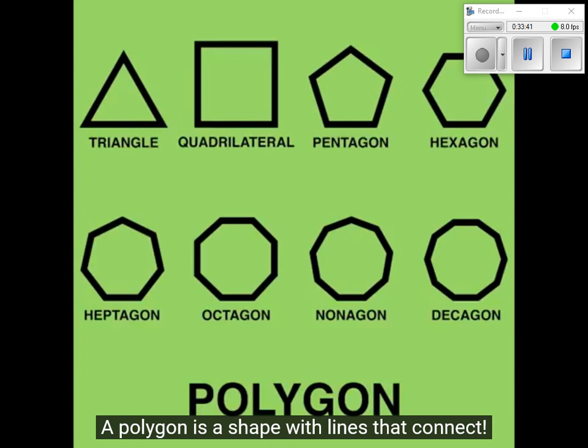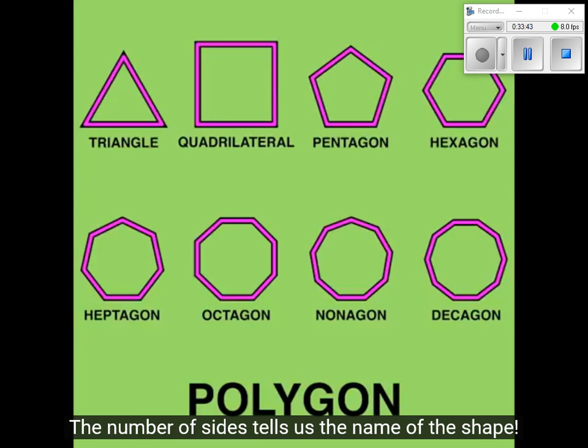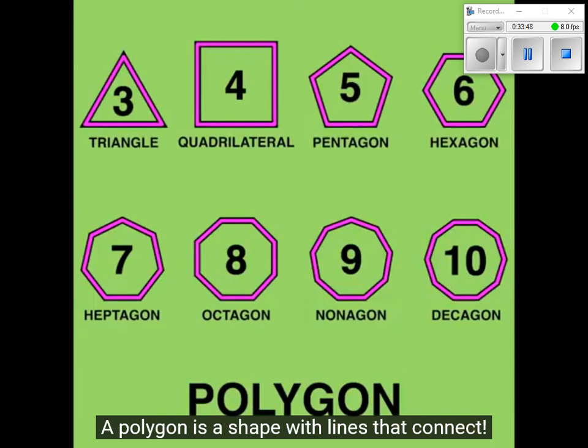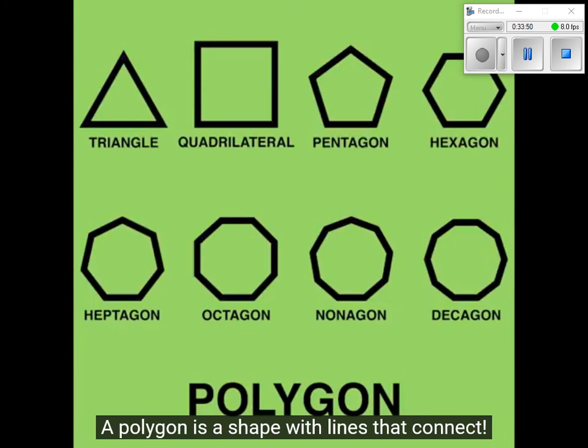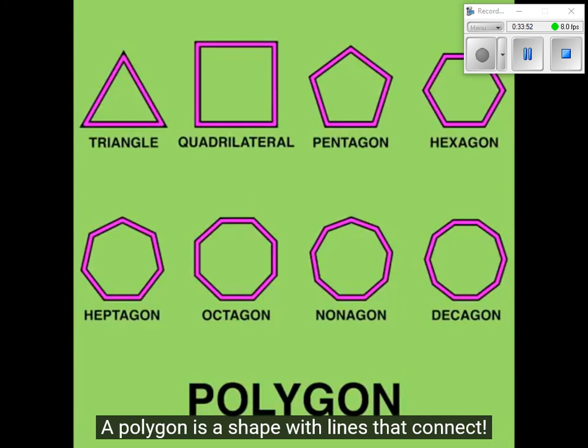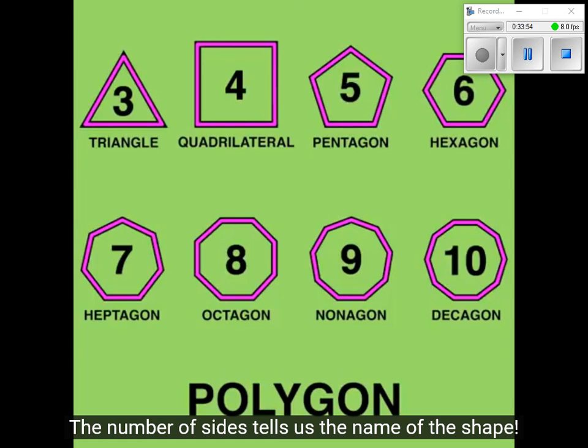Polygon is a shape with lines that connect. The number of sides tells us the name of the shape. A polygon is a shape with lines that connect. The number of sides tells us the name of the shape.